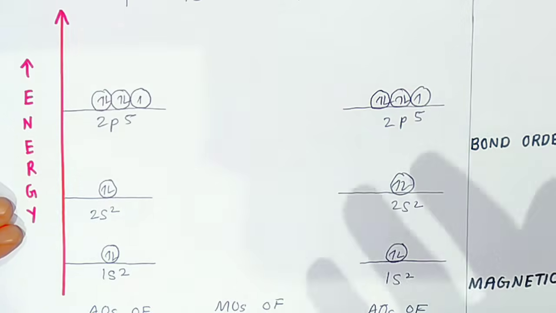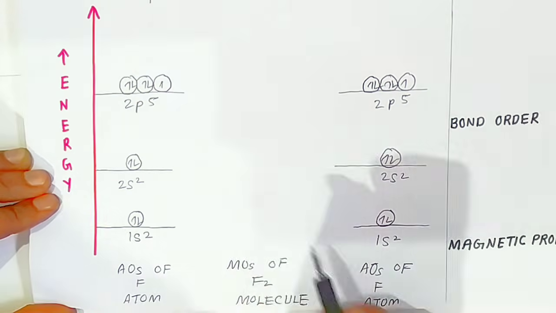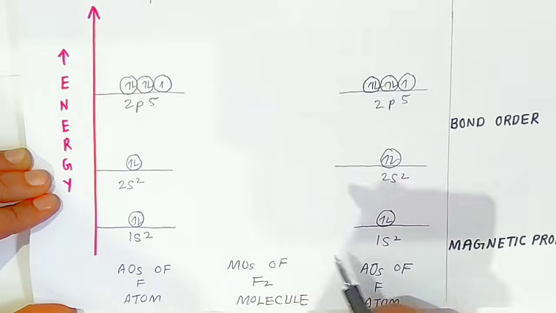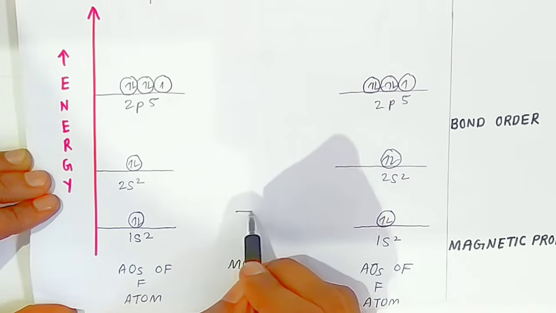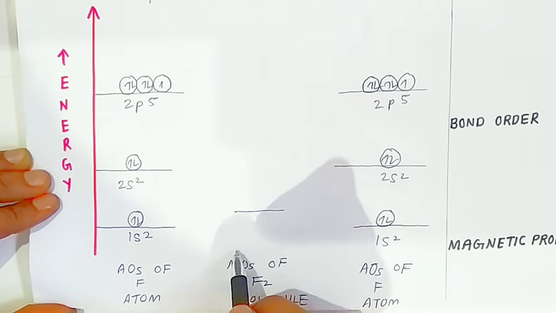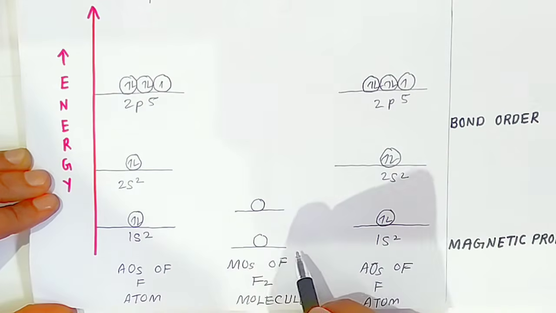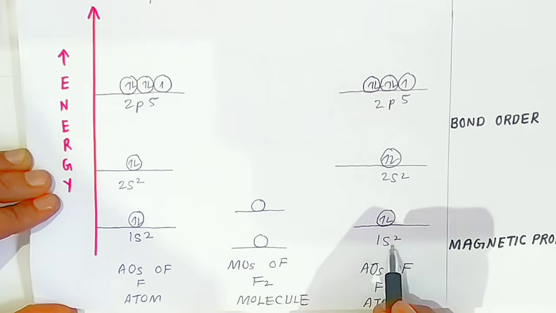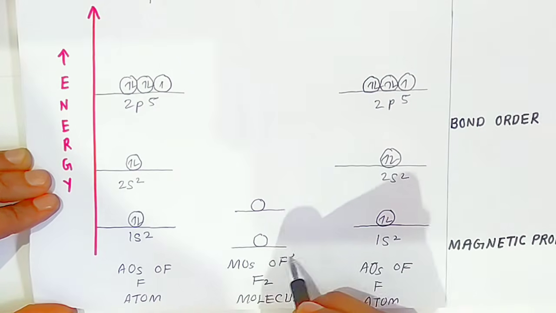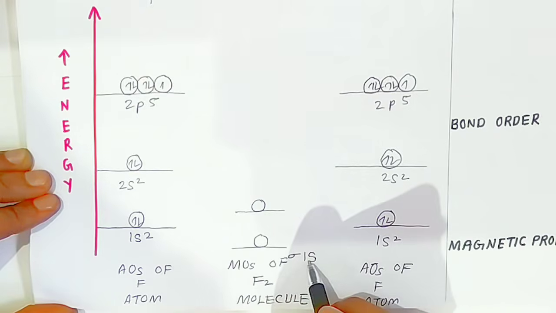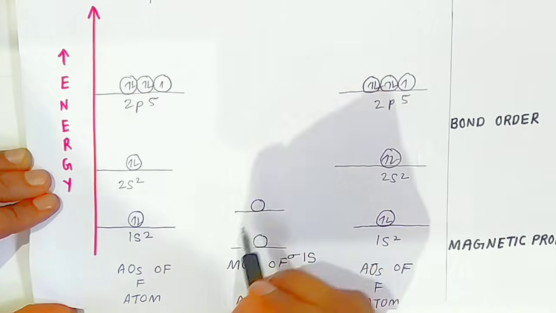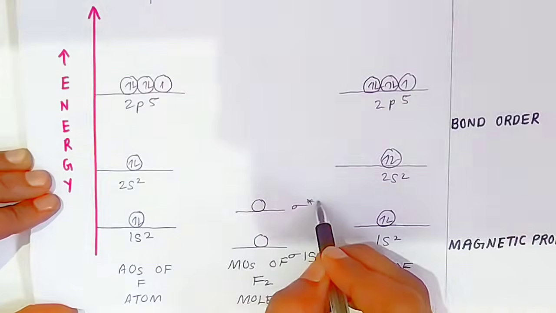Now when these 2 atomic orbitals 1s2 combine, they will form 2 molecular orbitals. One will have higher energy than these atomic orbitals, and one molecular orbital will have lower energy. Okay students, the molecular orbital that has lower energy, we call a bonding molecular orbital. Because it is made up of 1s, we call it sigma 1s, and this one having higher energy, we call sigma star 1s.